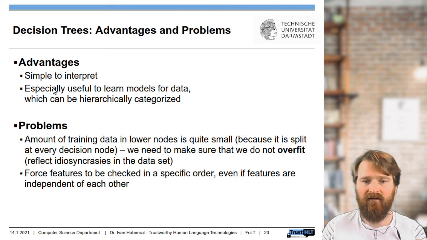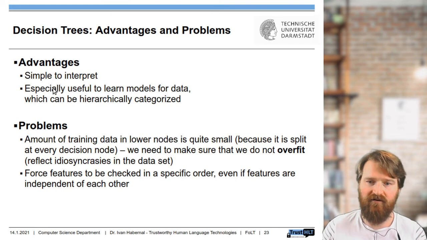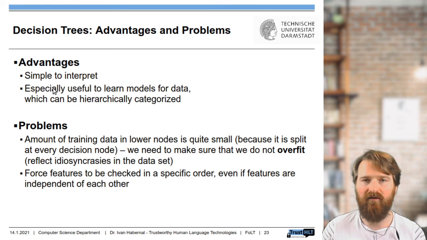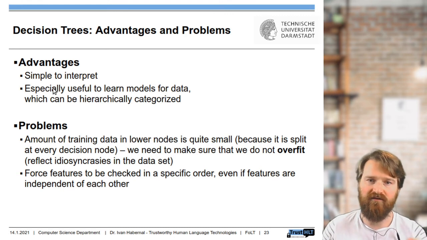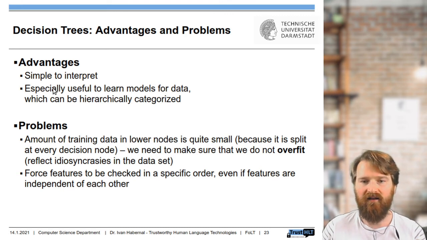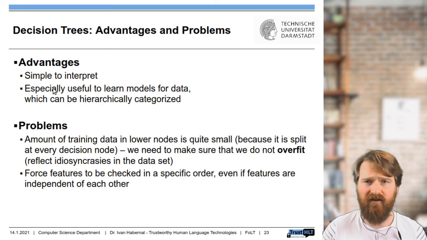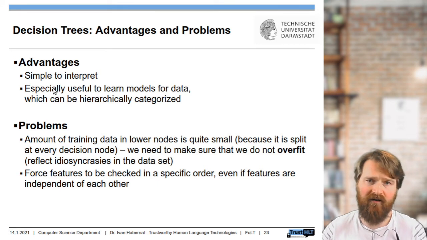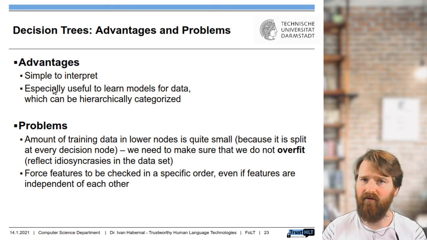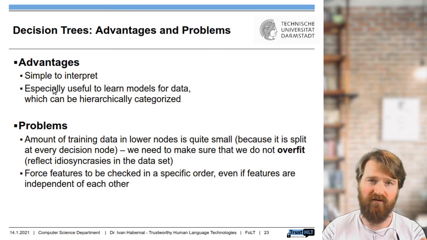Of course, there are some issues with decision trees. You have to make sure that you have more data than features because of the splitting, and the order of the features and their independence plays an important role. But overall, decision trees can be a very nice baseline if you have features that are interpretable and you want to interpret them as such.